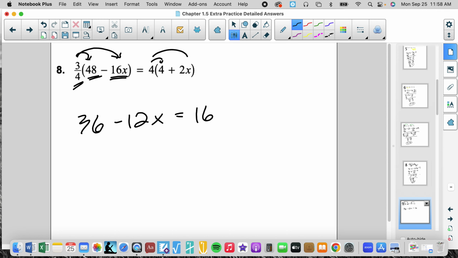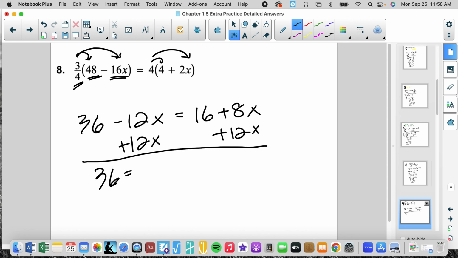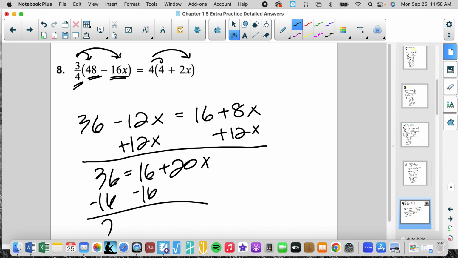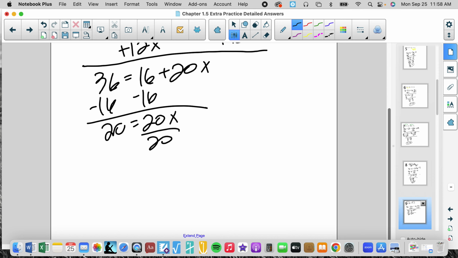And now I'm going to distribute this, and we get 16 plus 8x. I'm going to move my 12x over, and that is going to leave me with, sorry, just 1 second. I am moving along with my work. That gives me 36 equals 16 plus 20x. Subtract 16. Gives me 20 equals 20x. I'm going to divide both sides by 20. 1 equals x. Perfect. Awesome.